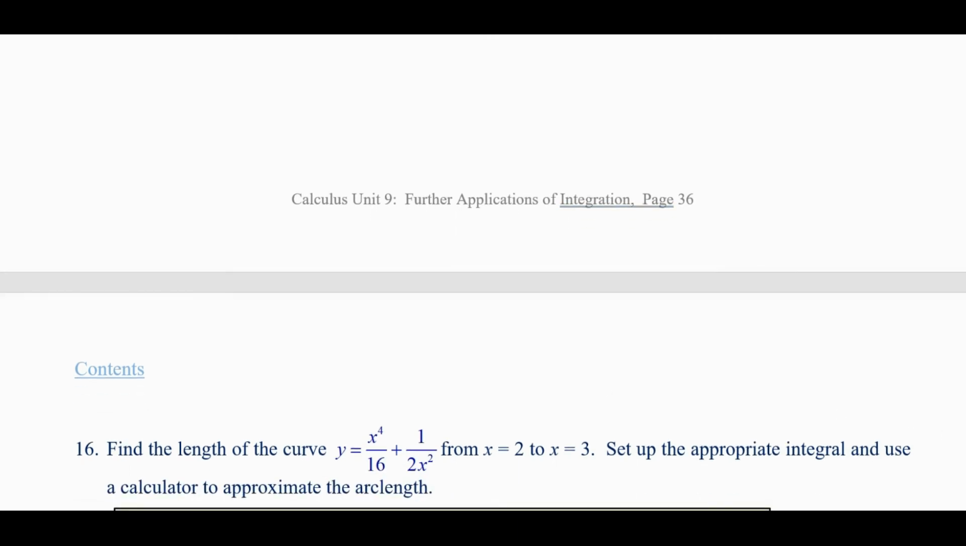All right, here's another one for you to try. Find the length of the curve y equals x to the fourth over 16 plus 1 over 2x squared from x equals 2 to 3. Set up the appropriate integral for the exact value and then use a calculator to approximate the arc length. So don't worry about finding the value exactly this time. Do this one yourself. Press pause now.